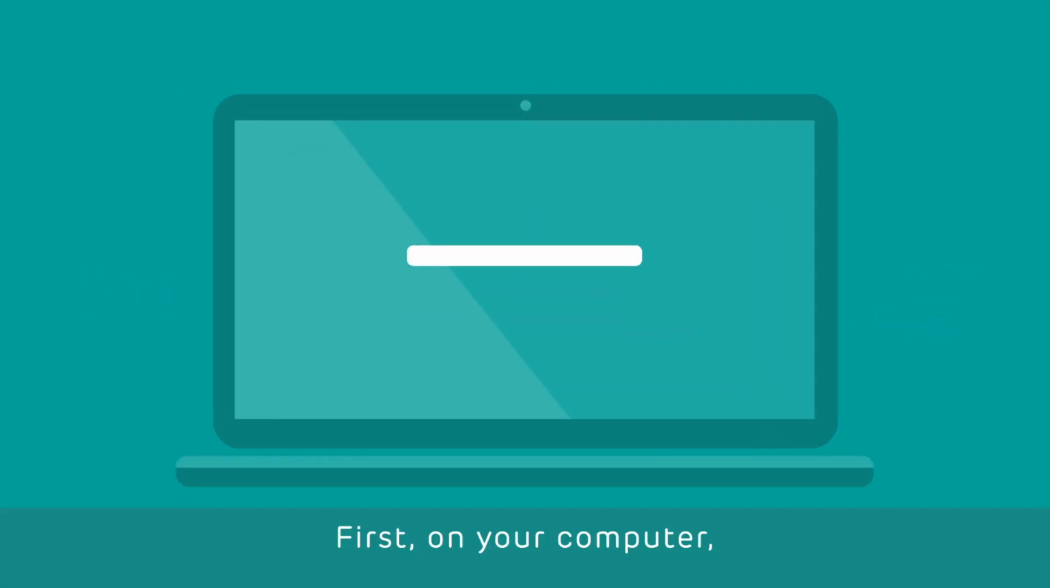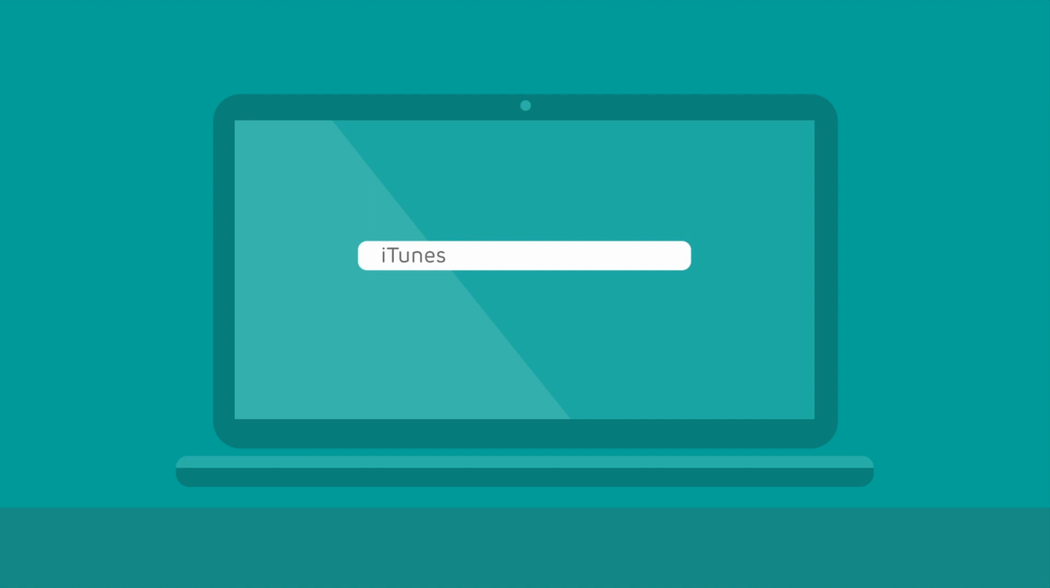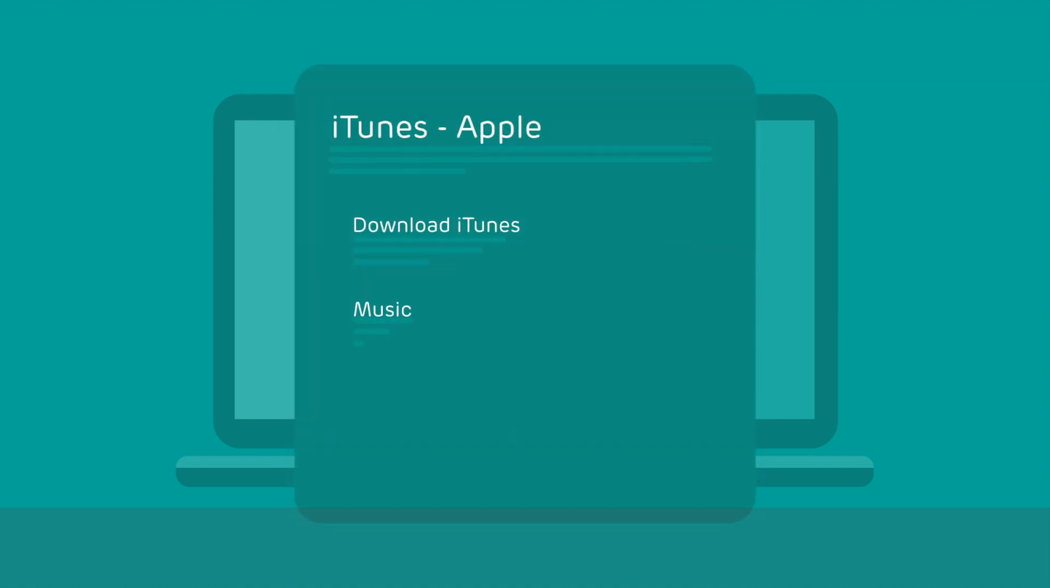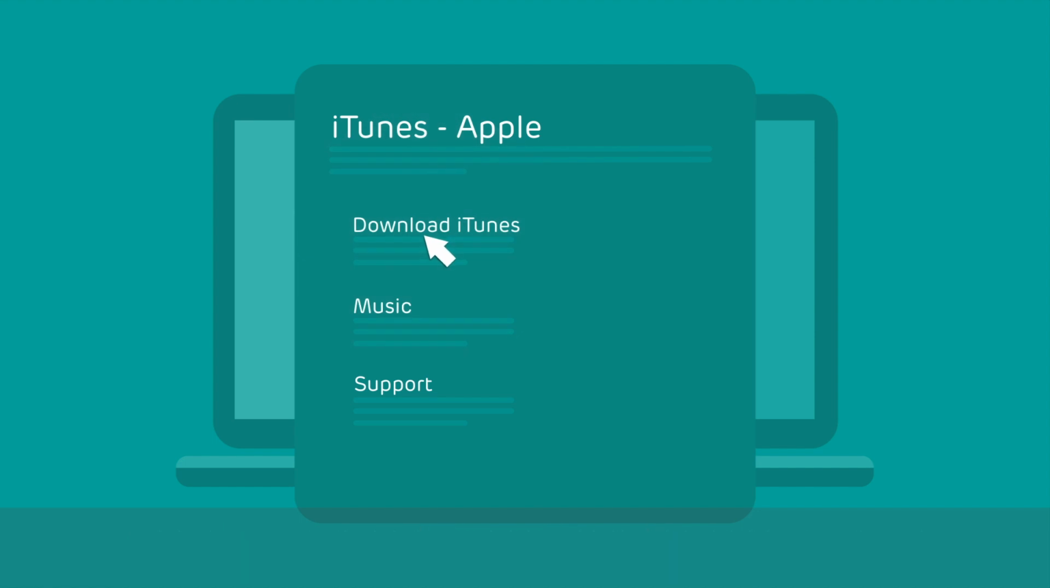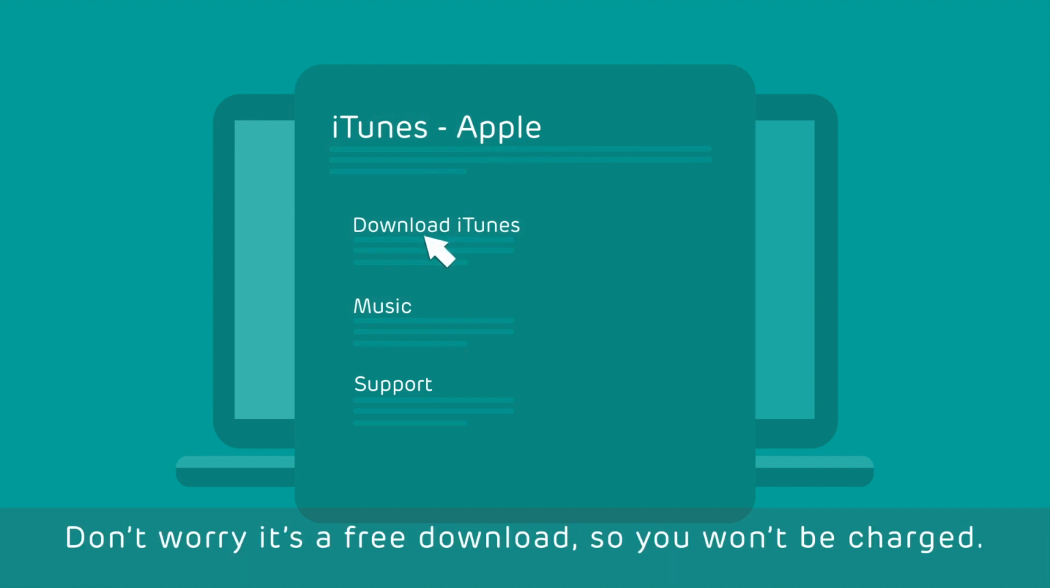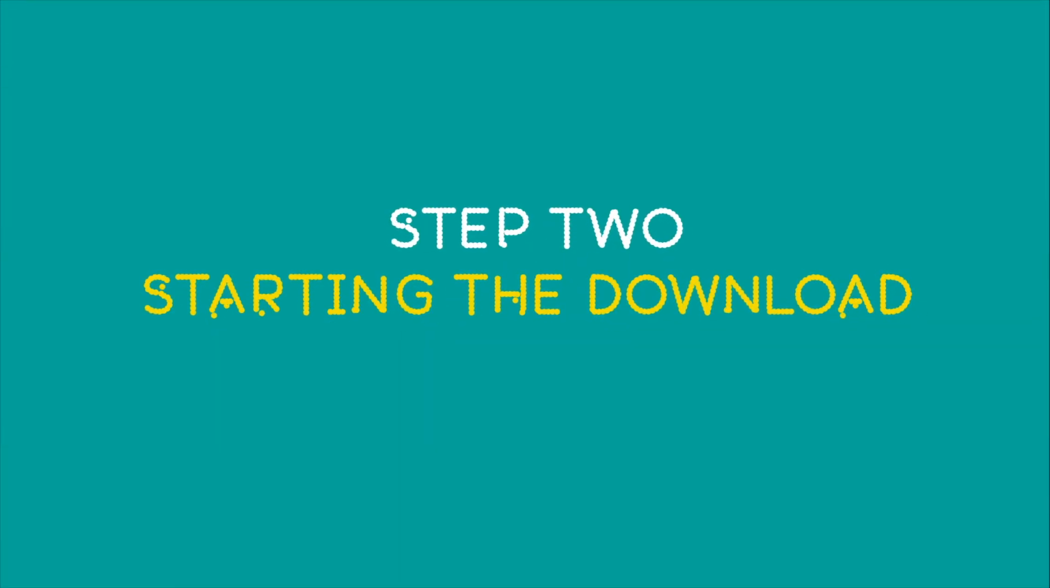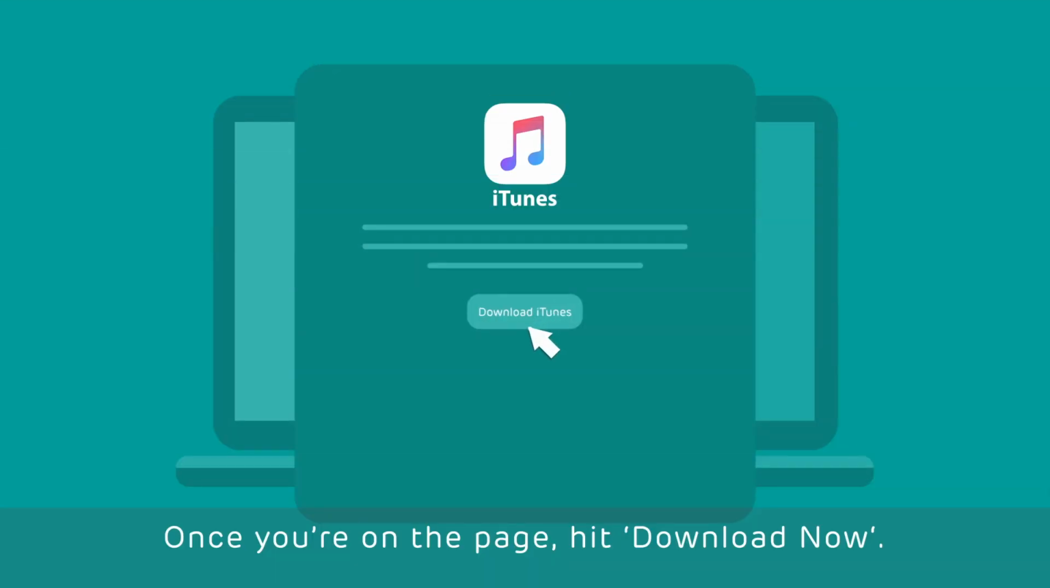First, on your computer, open your browser and search iTunes. Then hit Download iTunes from the search results. Don't worry, it's a free download, so you won't be charged. Once you're on the page, hit Download Now.